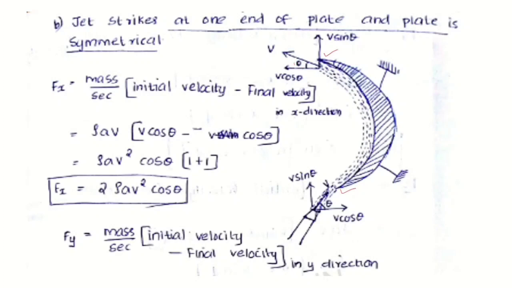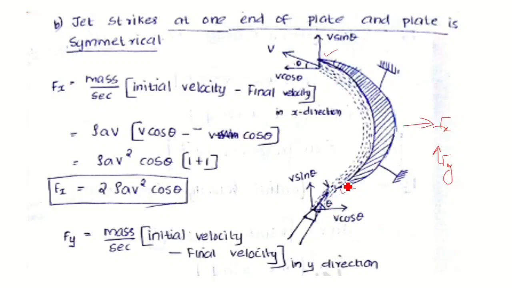So here also we need to find the force exerted by the jet in the x direction, and also the force exerted by the jet in the y direction. So y and x direction we need to find. The velocity with which the jet strikes the plate is v, and it makes an angle theta.